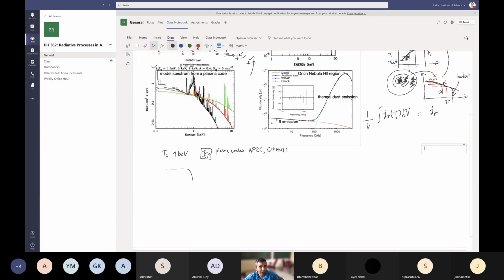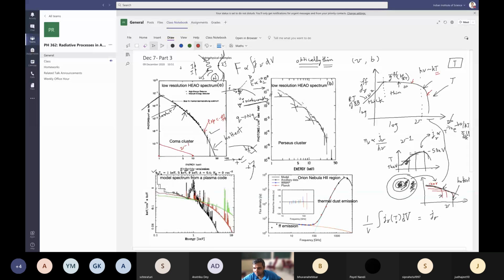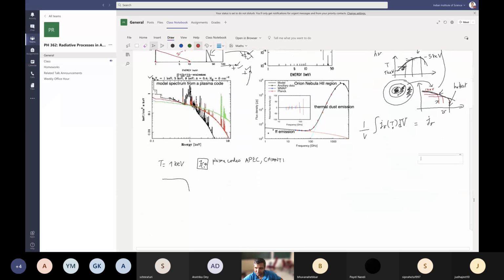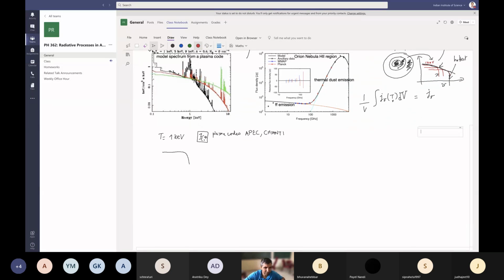On the same graph, if you have a 3 keV plasma, which is in red here, how should it look? It should be a little lower, right? If you recall, this is emission per unit volume. There is a T to the minus half factor here, and e to the minus h nu by kT, and the Gaunt factor we can actually ignore. It's a weak dependence. So it would be lower, and it will have a cutoff.